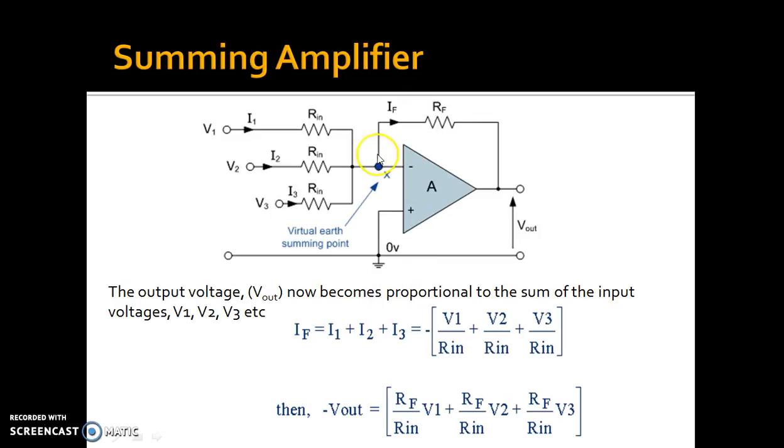So, due to the ideal and high input impedance of op-amp, there is no flow of current inside the op-amp. So, we can say IF will be equal to I1 plus I2 plus I3 here, and I1 can be written as V1 minus this node voltage by RN, and due to virtual ground concept, this node X voltage will be equal to 0 because the non-inverting terminal is grounded. So we can say I1 will be equal to V1 by RN, I2 will be V2 by RN, I3 will be V3 by RN, and Vout is nothing but minus IF RF. So we will have the equation for Vout looking like this.